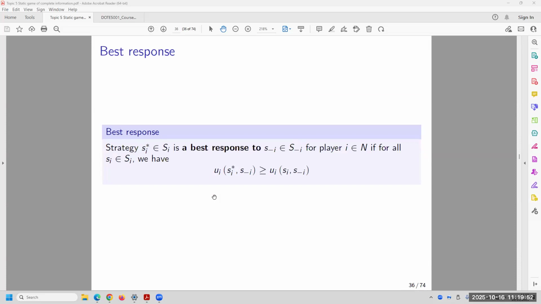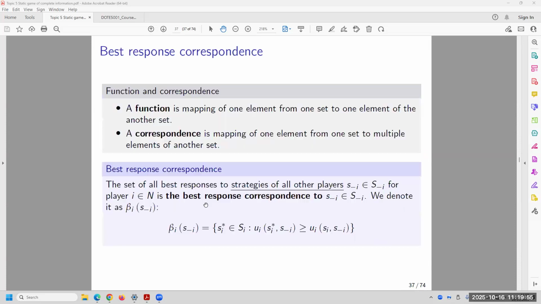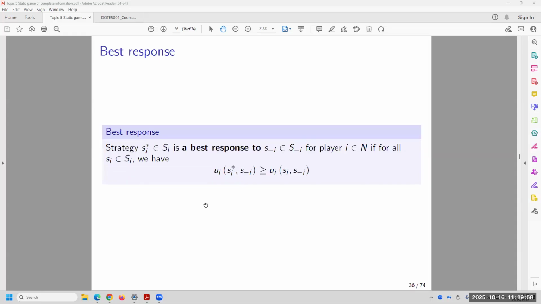So now we want to define a term called best response. Why? Because that will help us to find Nash equilibrium faster. This is to dissect Nash equilibrium, and we say a strategy s_i star is a best response to a particular strategy by all other people if s_i star is better than all other possible strategies. That means that s_i star is the maximum, or the best possible response to s_minus_i.